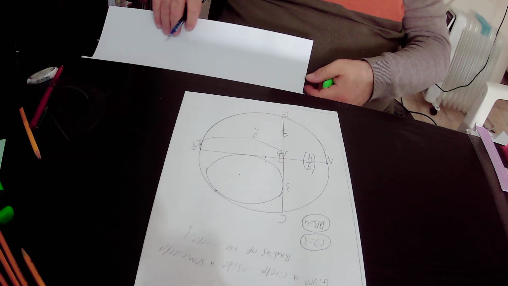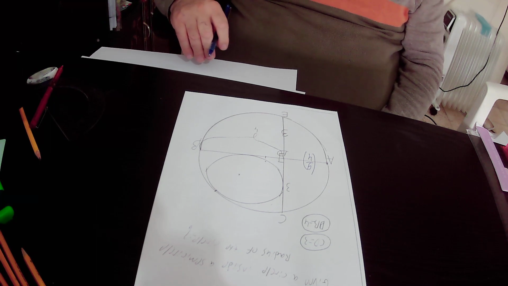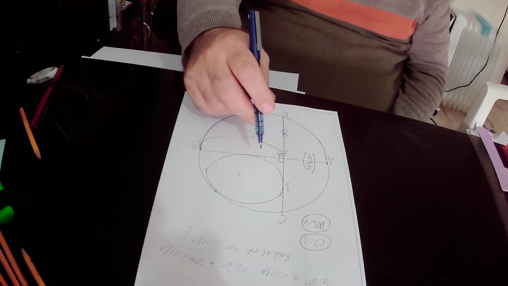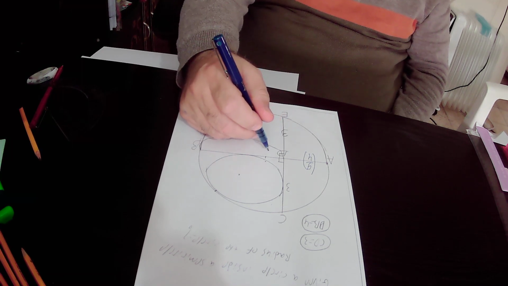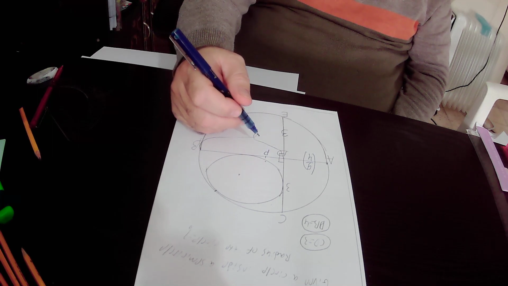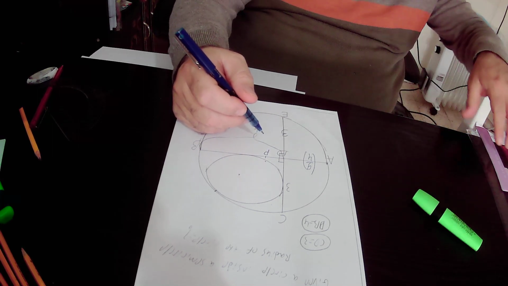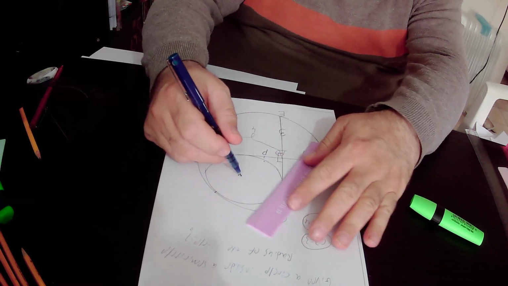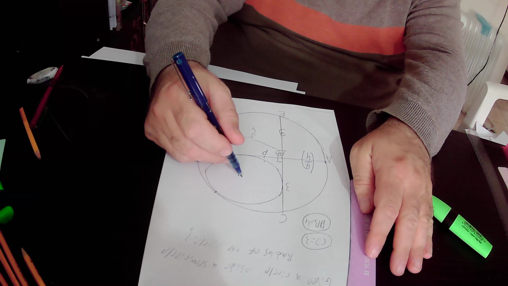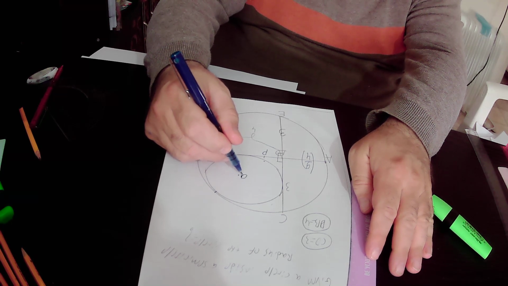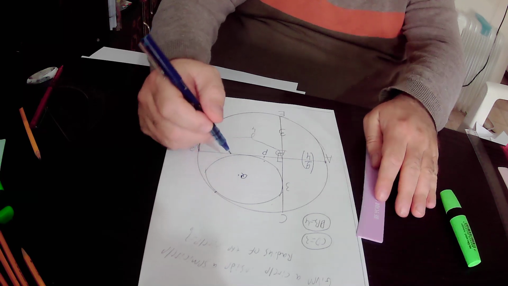In the next step, we will define the center of the big circle and also the center of the semicircles as point P. And here we will define the center of the small circle as point Q. Okay?